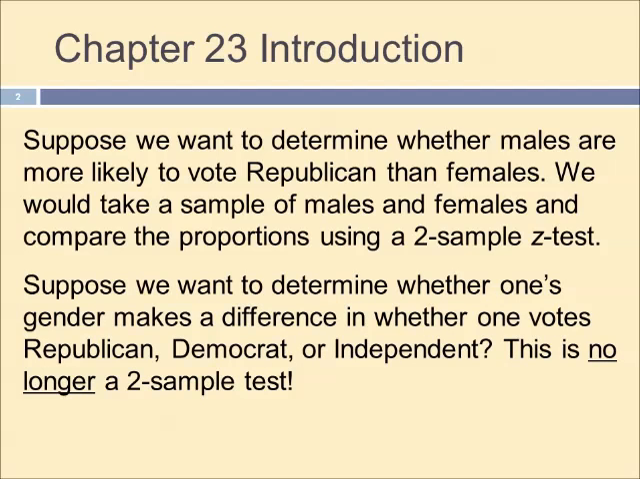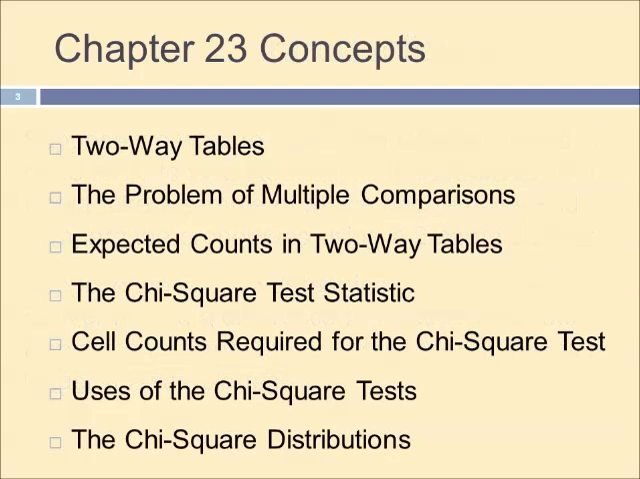Suppose now we want to determine whether one's gender makes a difference in whether one votes Republican, Democrat, or Independent. This is no longer a two-sample test. This chapter includes two-way tables, the problem of multiple comparisons, expected counts in two-way tables, the chi-square test statistic, cell counts required for the chi-square test, uses of the chi-square tests, and the chi-square distributions.